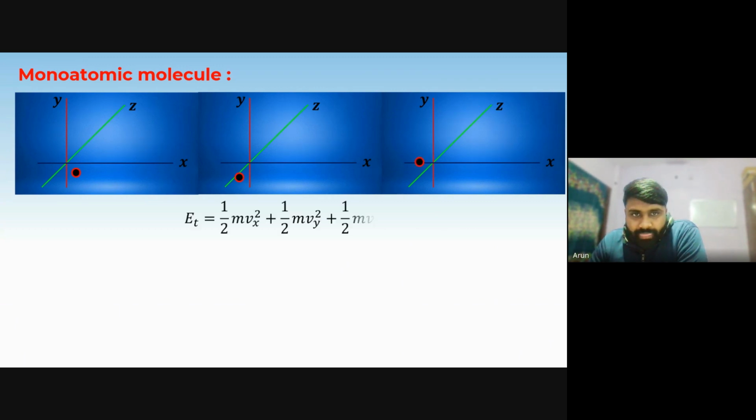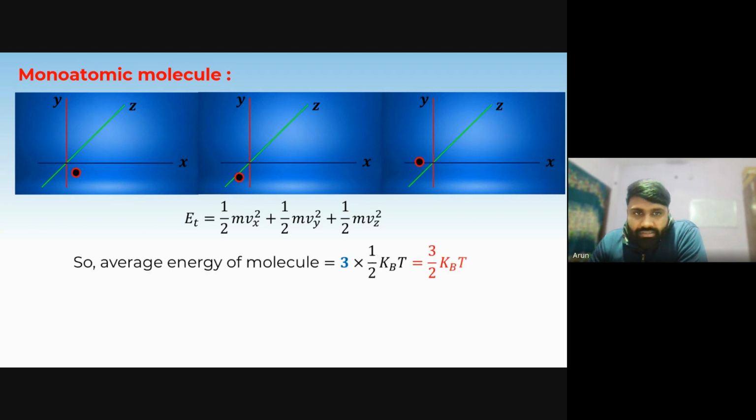So the total energy will be E total is half m vx square, half m vy square, half m vz square. The average you will take is 3 times 1 by 2, because for each molecular motion or each degree of freedom, what is the energy possessed by it? It is half kB into T. And how many degrees of freedom does it have? It has 3 degrees of freedom. So the total kinetic energy is 3 by 2 kB into T.